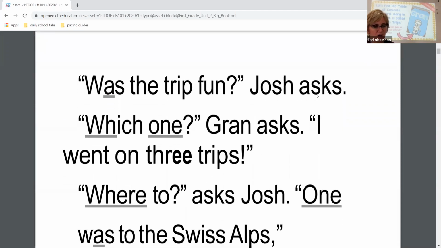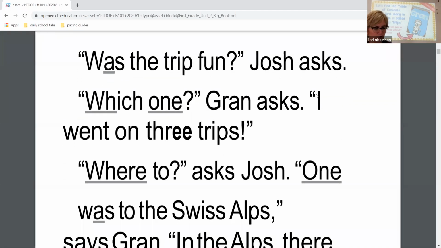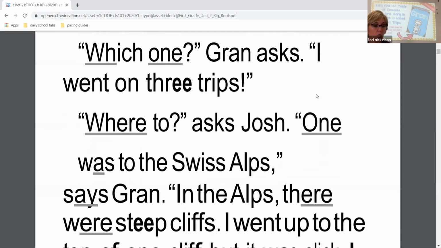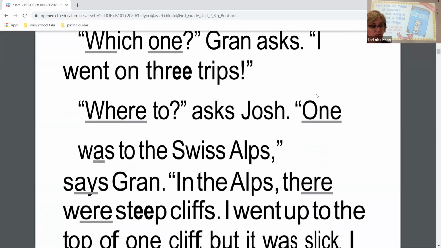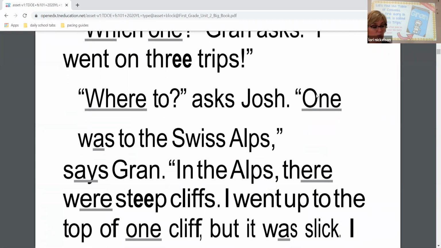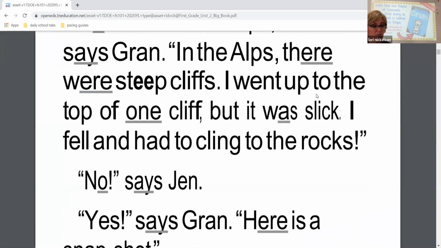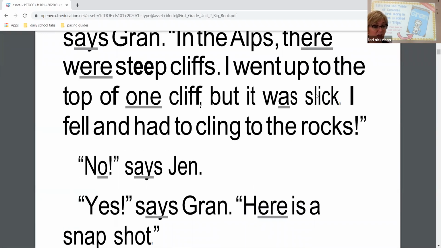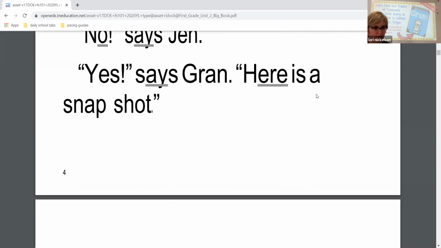Was the trip fun? Josh asked. Which one? Gran asked. I went on 3 trips. Where to? Asked Josh. One was to the Swiss Alps, says Gran. In the Alps, there were steep cliffs. I went up to the top of one cliff, but it was slick. I fell and had to cling to the rocks. No, says Jen. Yes, says Gran. Here is a snapshot.